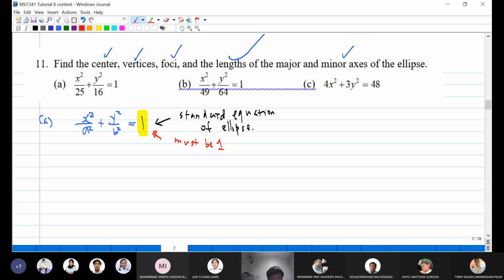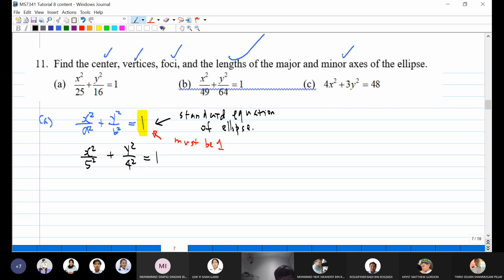All right. So let's look at the numbers here. So x squared over 25. 25 is actually 5 squared, right? Now y squared over 16. 16 is 4 squared. Right? So this is a standard equation already.